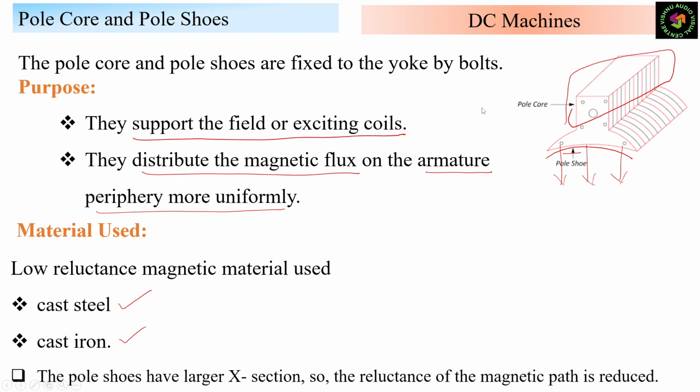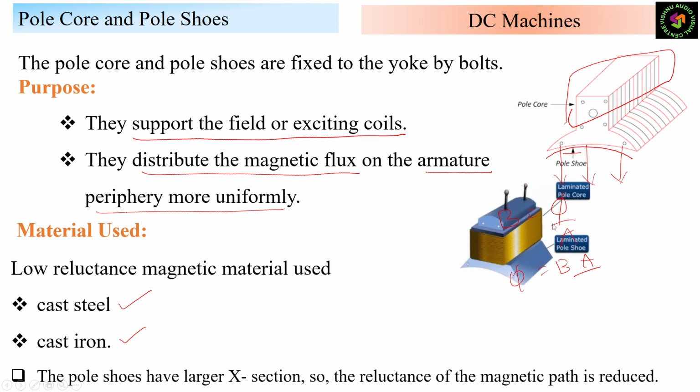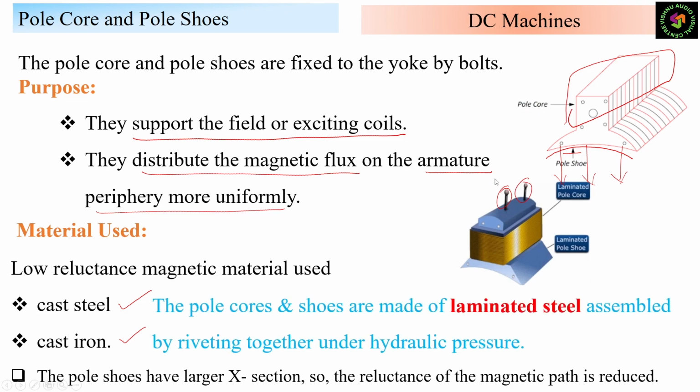Generally the pole shoes have a large cross-sectional area. As we know, flux density B is equal to phi by A, so flux is equal to B into A. With a large cross-sectional area, the reluctance of the magnetic path will be reduced and the flux will go through it. Okay, and these are the laminations as we have seen. As I told, how are the pole shoe and pole core fixed to the yoke? If you see here, these are the bolts. They will fix it with bolts to the yoke. These are made up of laminated steel assembled together with hydraulic pressure.